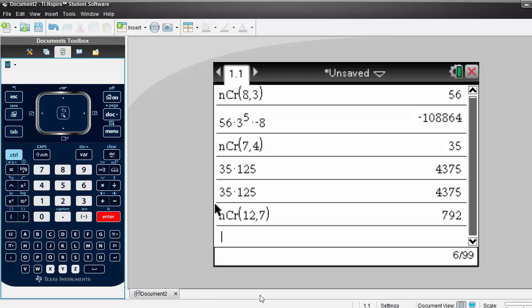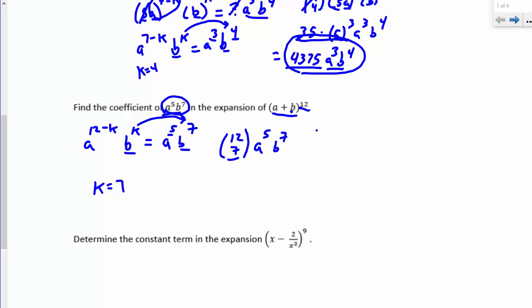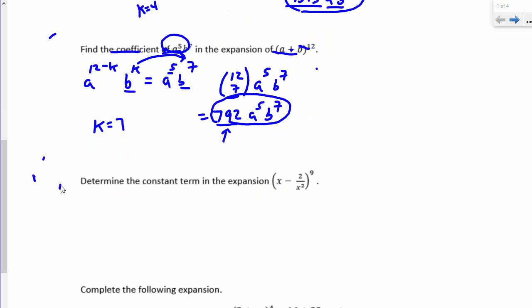That's going to be 792, which is great for me. So this will be 792. That's what this number is. And then it's going to be followed by its variables, a to the power of 5, b to the power of 7. This part is the coefficient that I'm after. So that's the answer to the question, this part right here. But if you give me the whole thing, that's fine. I'm really just looking for this number when I grade your papers again.